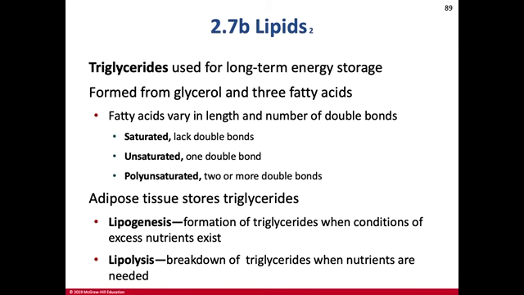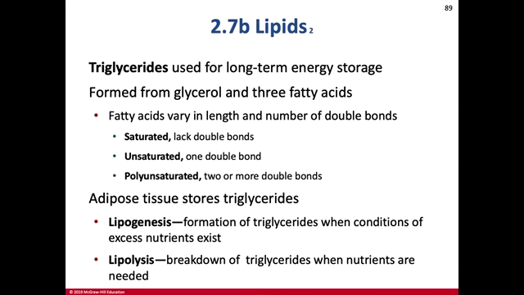Saturated fatty acids have the maximum number of carbon-hydrogen bonds, and so they have the maximum number of calories. Unsaturated fatty acids are going to have double bonds between carbon atoms, and that's going to result in fewer carbon-hydrogen bonds and fewer calories. And then polyunsaturated fatty acids have two or more double bonds in them and have even fewer calories. Okay? Where are triglycerides stored?